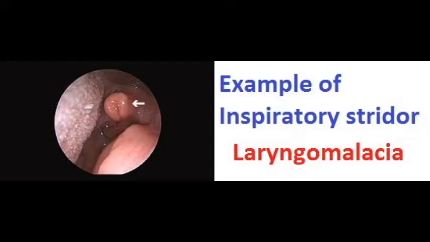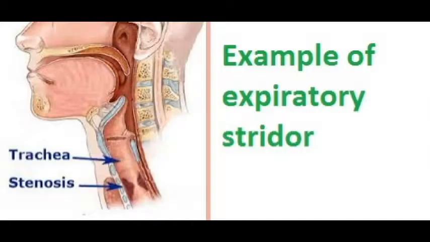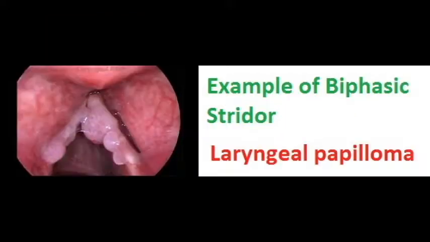And what are the examples? Example of inspiratory stridor, laryngomalacia, and example of expiratory stridor, tracheostenosis. Example of biphasic stridor, laryngeal papilloma.